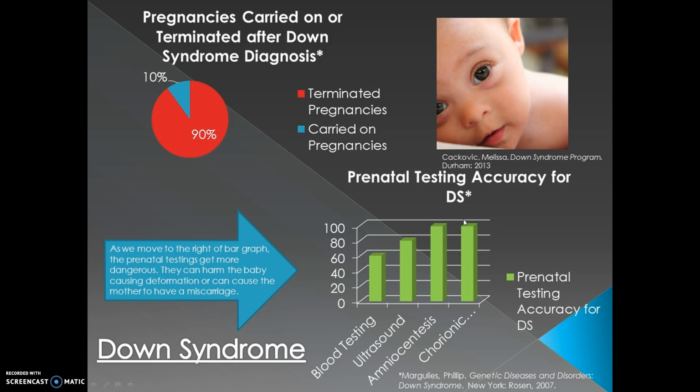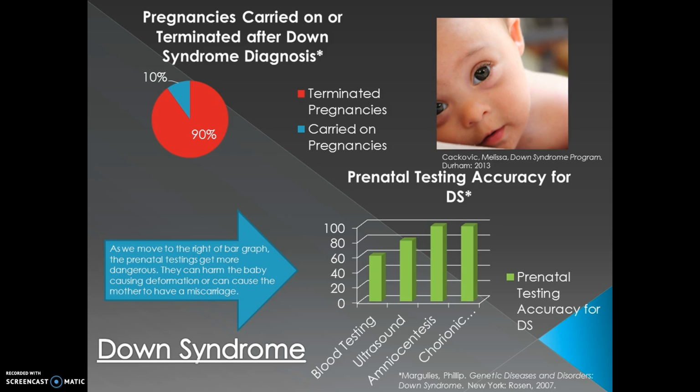First, up here, we have a pie chart saying pregnancies carried on or terminated after a Down syndrome diagnosis. And down here we have where this research is from, but the research shows that when an expectant mother gets a Down syndrome diagnosis for her unborn child, 90% terminate the pregnancy, get an abortion. Only 10% carry on the pregnancy, okay? So that's a fact from the research. That in and of itself doesn't make an argument.